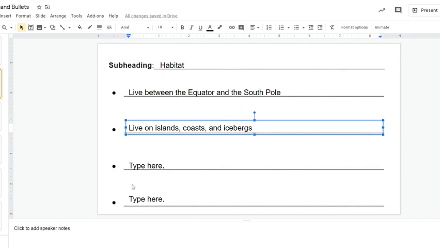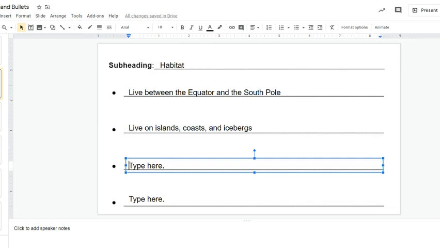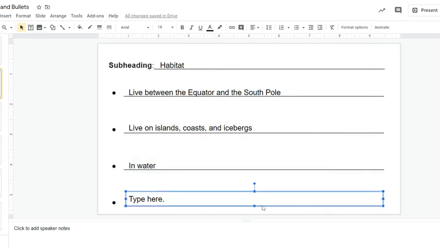Now I'm going to go to my third bullet. And I also remember that they have to be near water because they spend most of their life in water. So I'm just going to put in water. Okay. I think that was about it. I've got 3 bullet points, which is what I want to have. If I don't have 4, that's okay, but I want at least 3.